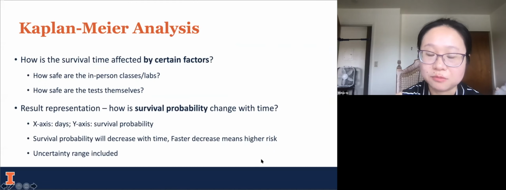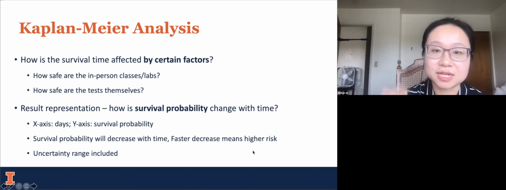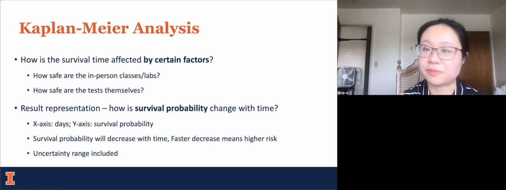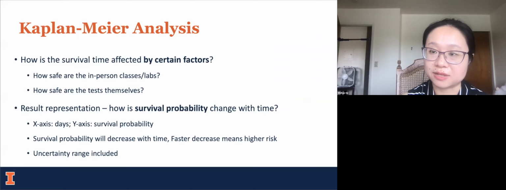And then we will do more of the Kaplan-Meier analysis, because we want to know how the survival time is affected by certain factors. Those factors might change over the months. For those factors, we cannot stratify the population mutually exclusively, because a person can behave differently over different months. The questions we are interested in here are mostly how safe the in-person classes and labs are, and how safe the tests themselves are.